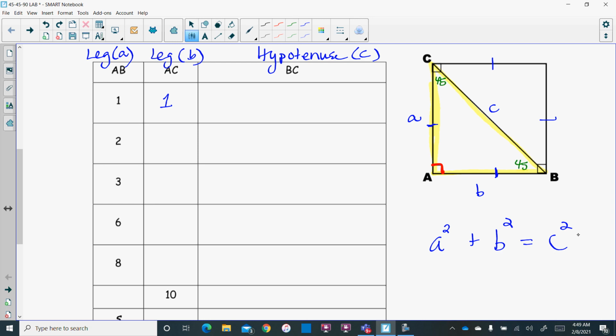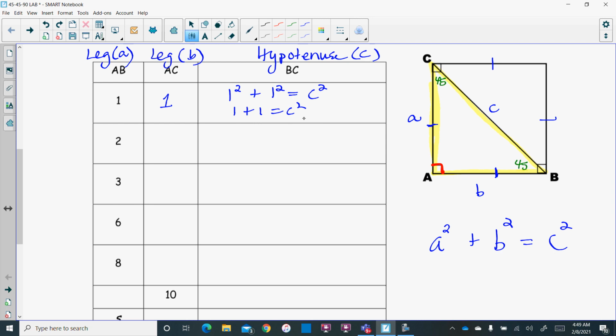Okay, so if I was to solve for the c, I'm going to do it in this table. 1 squared plus 1 squared is going to equal my c squared. Well, 1 squared is just 1. So really what I have is 1 plus 1 equals c squared, which we know is really 2, right?